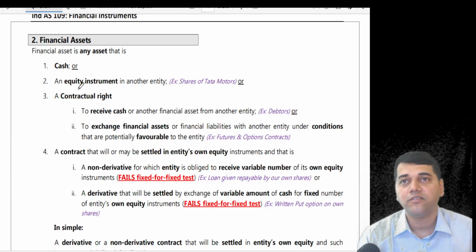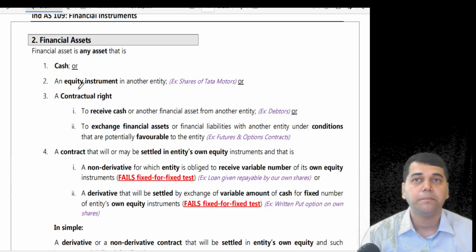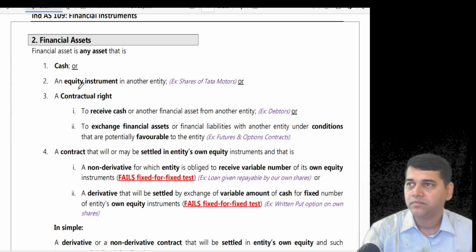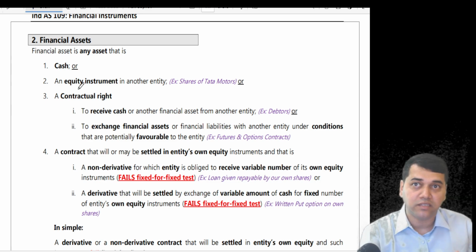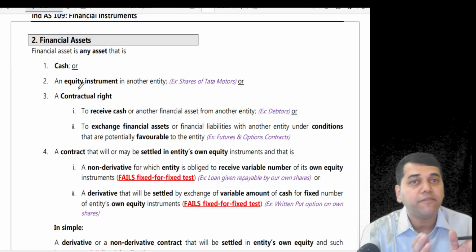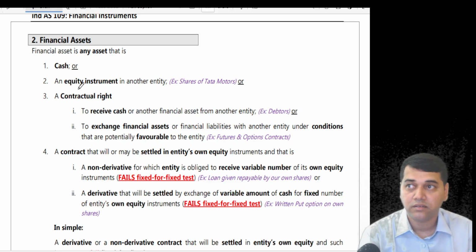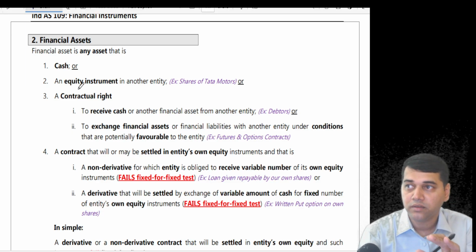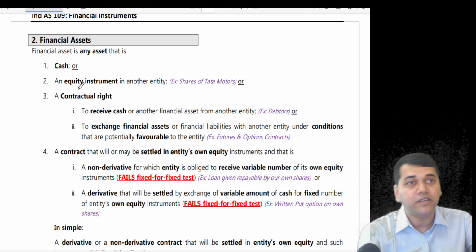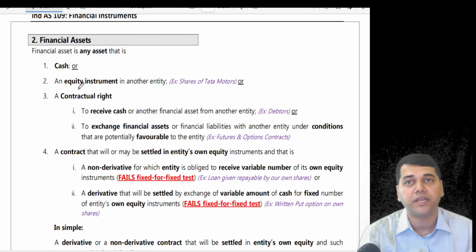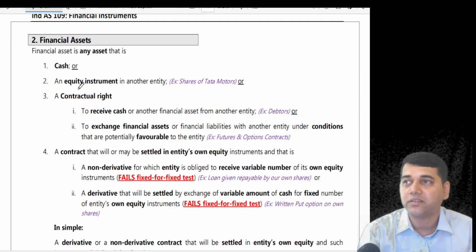Finance. Finance means what? Money. Monetary. It is something to do with the money. My PP is not a financial asset. Fan is not a financial asset, because it is not money. It is worth money, but it is not money. Contract is a financial asset because it will talk about a fixed amount of money. Not 1 rupee more, not 1 rupee less.